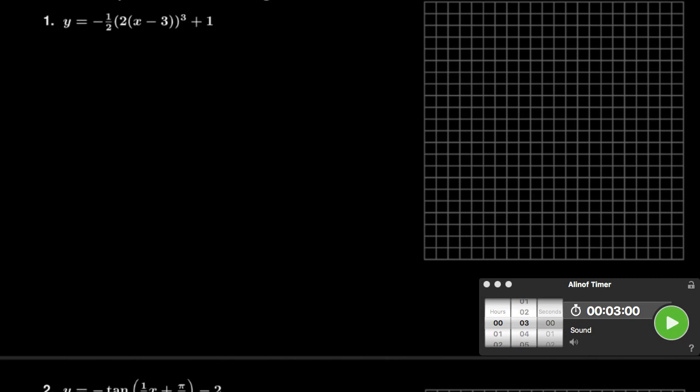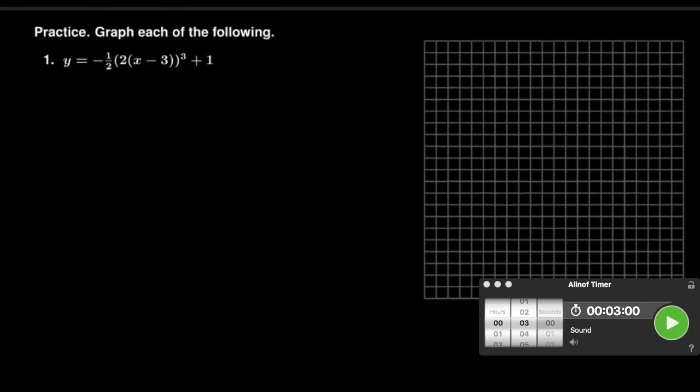I'm going to give us some time to work on this. Since we haven't done something like this in a while, I'm just going to say, okay, here are the reference points.